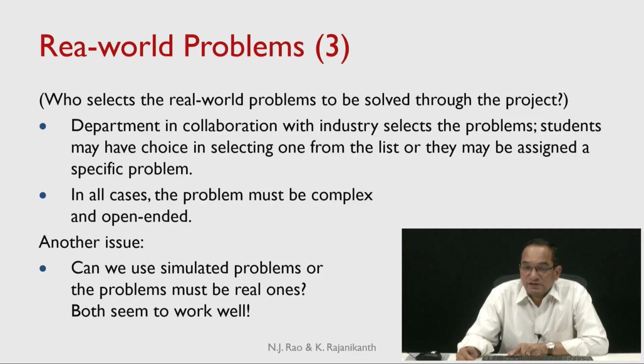It is also possible in some cases that the department, in collaboration with industry, selects the problems. This is particularly possible if there is an existing MOU with an industry or more industries, whereby the departments and the industry collaborate, and then there are certain problems which automatically offer themselves as the candidates for the projects. So, the department, in collaboration with the industry, selects the problems. Students may have a choice in selecting one from the list, or they may be assigned a specific problem.